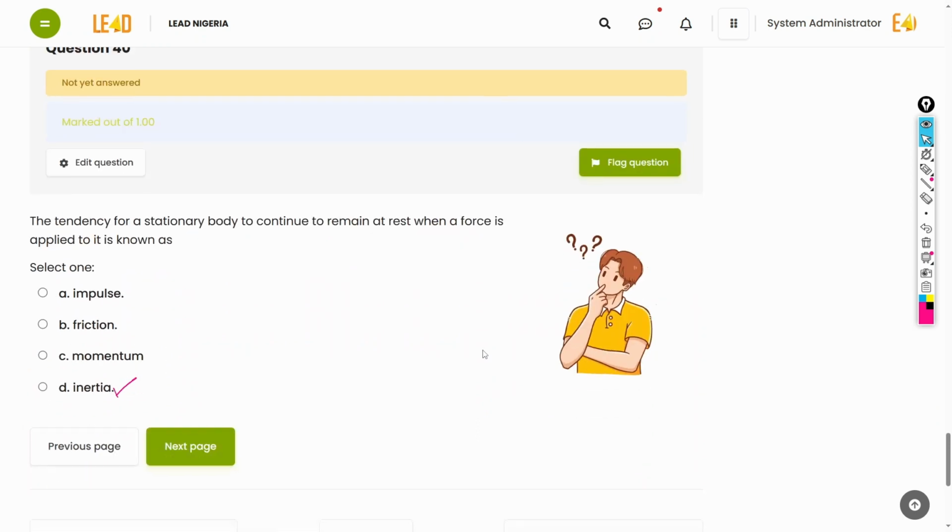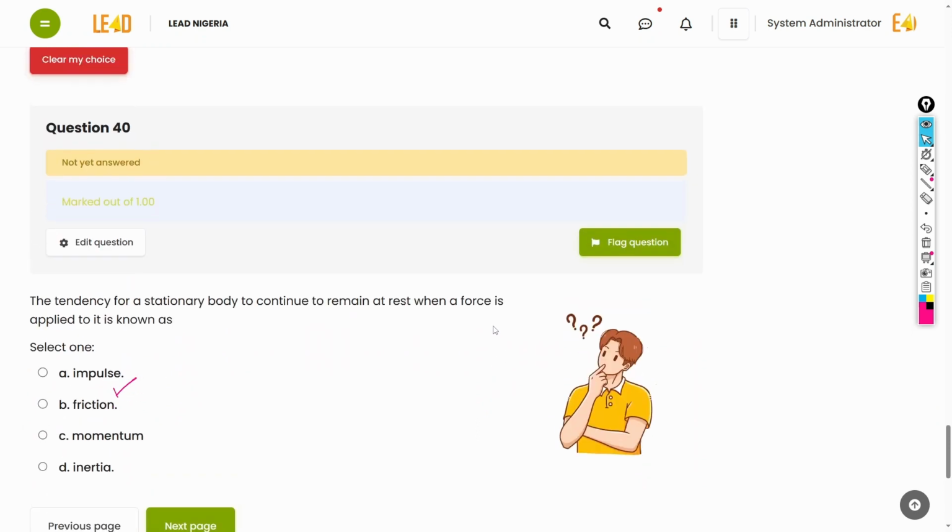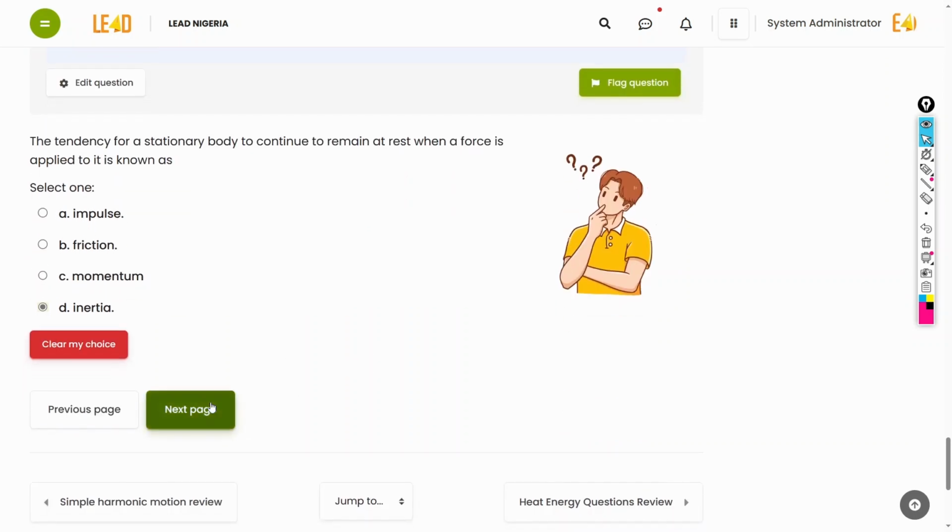Question 40. The tendency of a stationary body to continue to remain at rest when a force is applied to it is known as inertia. So inertia is the tendency of a body to keep doing whatever it was doing. It's on this idea that Newton's first law and second law were predicated. For you to change the state of an object's motion, you must overcome its internal resistance to change in motion, and the name given to that is inertia. So that's D.